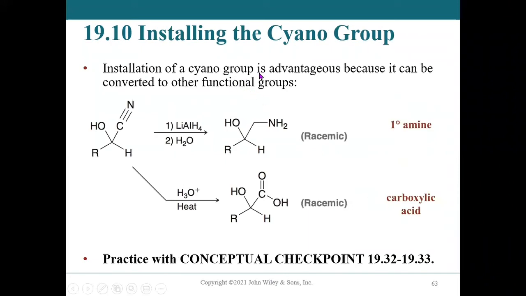Installation of the cyano group is advantageous because it can be converted to other functional groups. And here are two examples. Once we have this cyano functional group here, it can be reduced. This cyano can be reduced into an amine or can be hydrolyzed to a carboxylic acid.